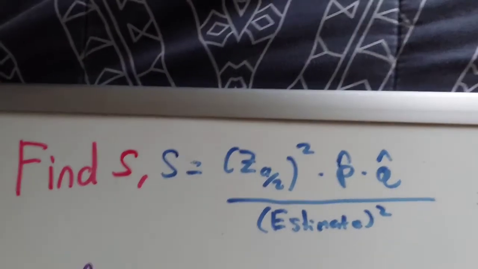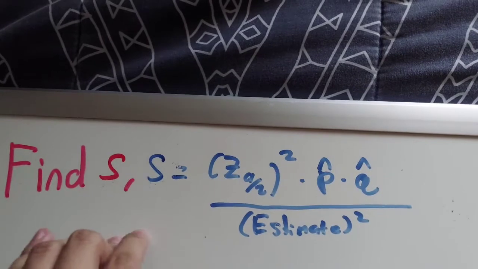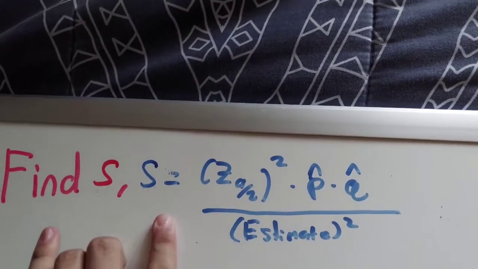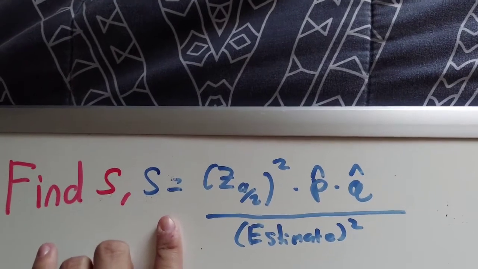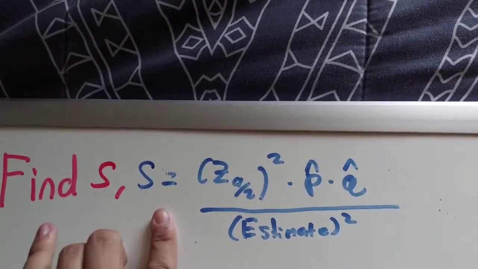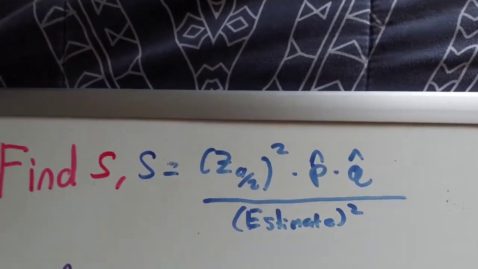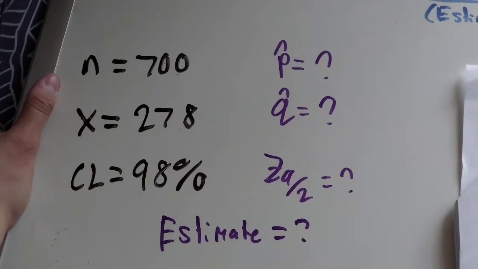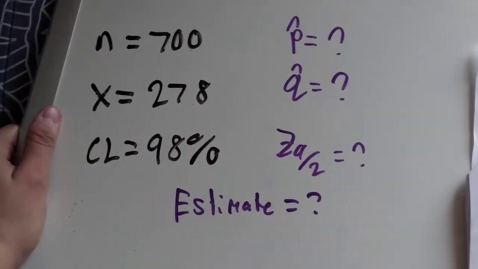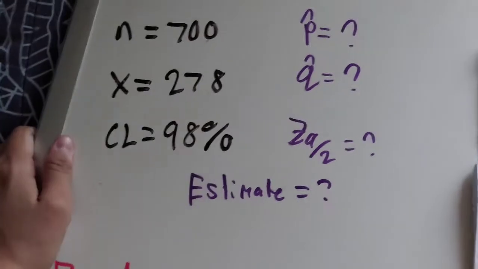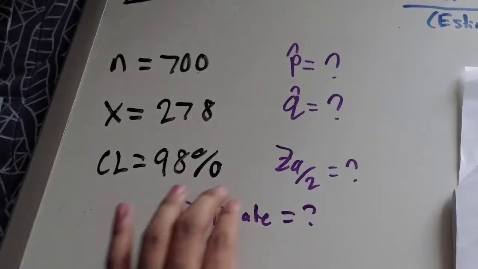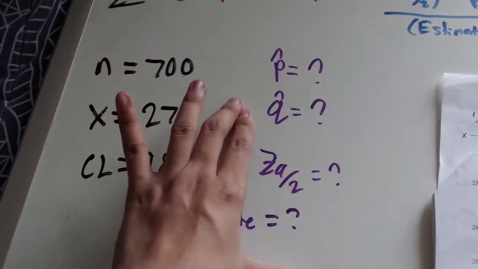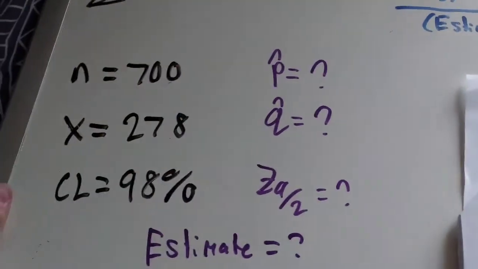To figure that out, we're going to be using this formula right here. Find S. S is equal to Z alpha over 2 squared times p hat times q hat, all divided by the estimate squared. So let's write down what we know. We know that n is equal to 700, x is equal to 278, the confidence level 98%. What we want to know is the estimate, z alpha over 2, q hat, and p hat.